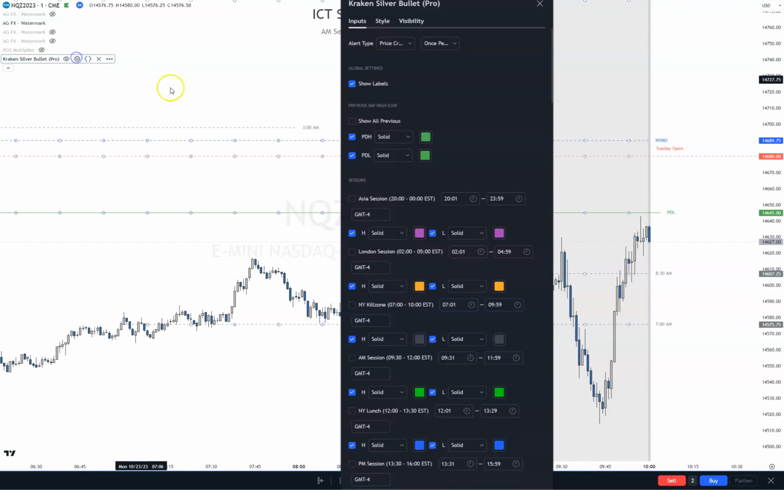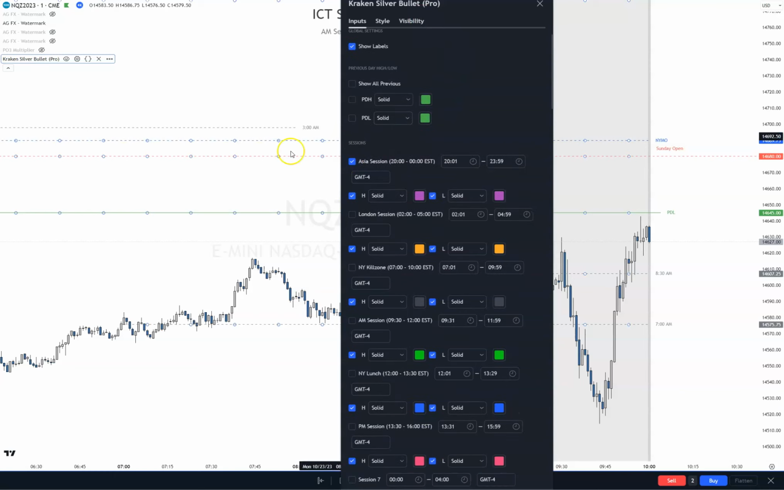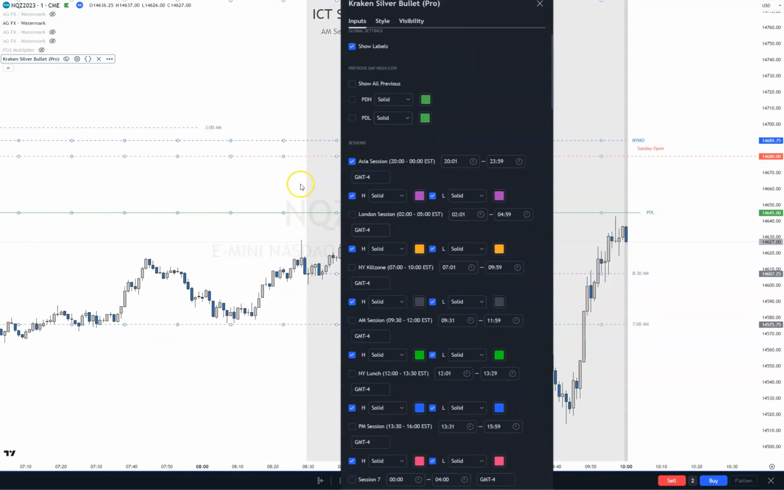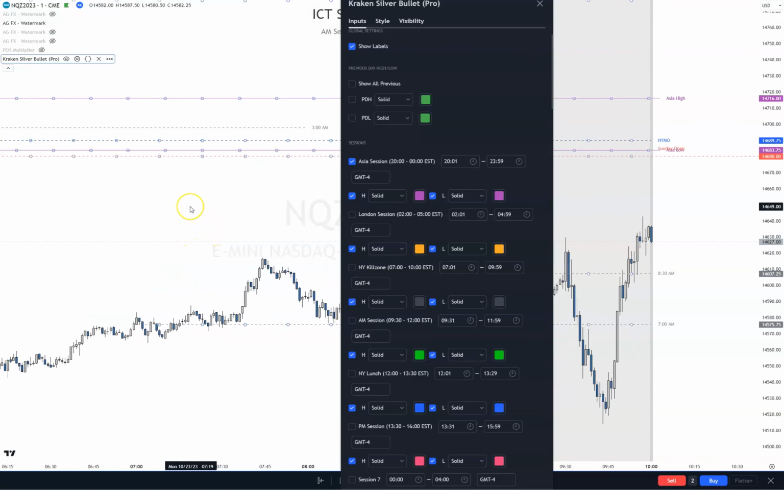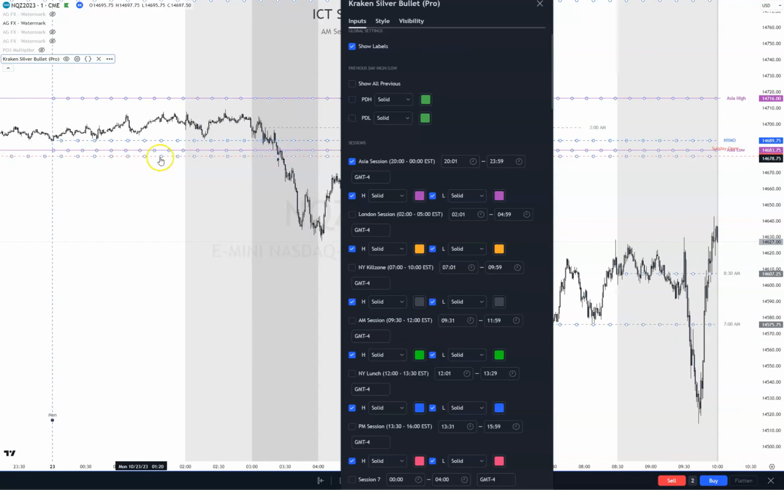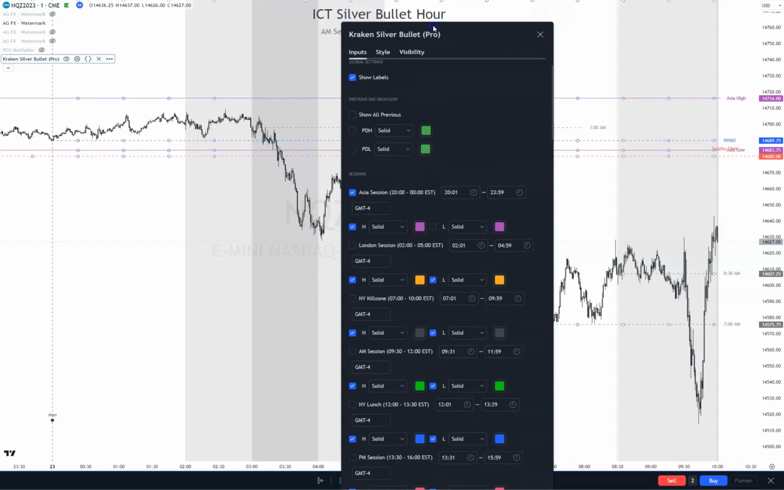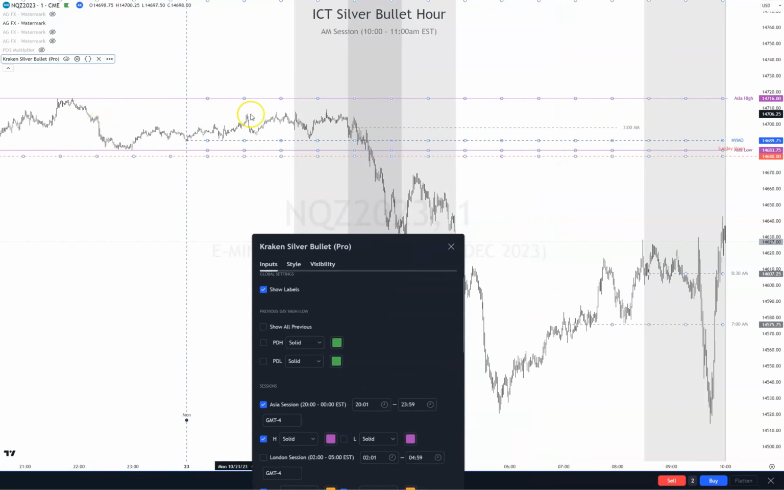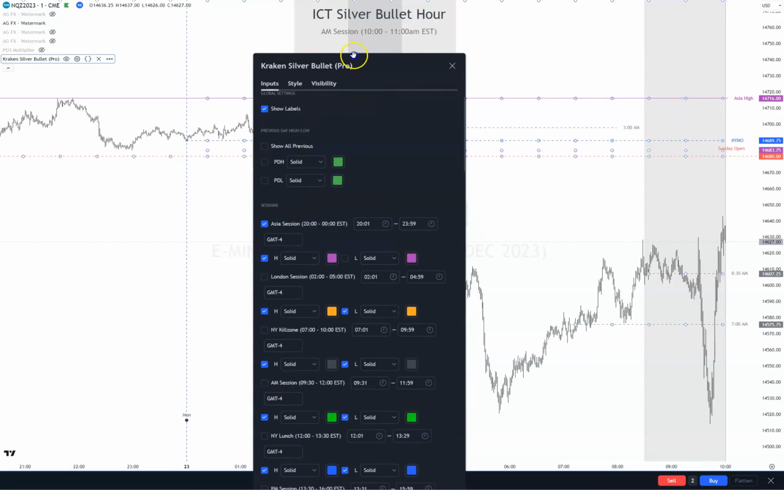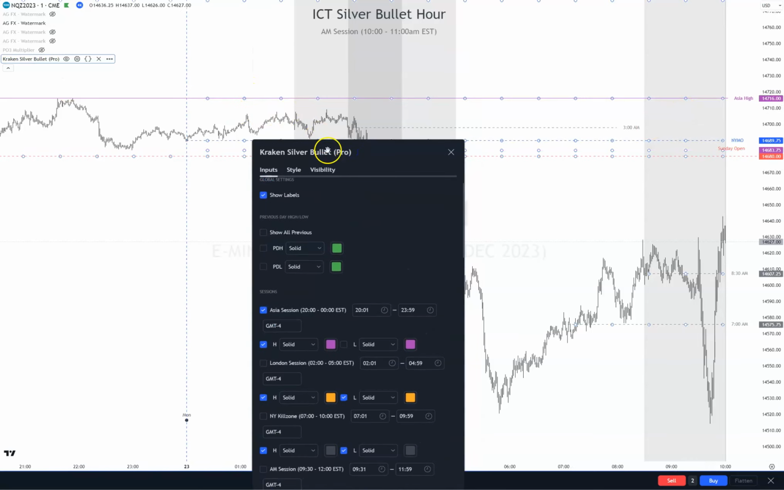Okay, so let's go in here and we can turn off the previous day high and low. Let's see the Asian session, what has been taken. I'm just looking behind here, seeing where the lines show up, and whether it's been taken or not. Obviously the purple line here, the Asia low, has been taken, but the Asia high has not been taken. So I'm going to leave that on, because that still has liquidity resting above this line.